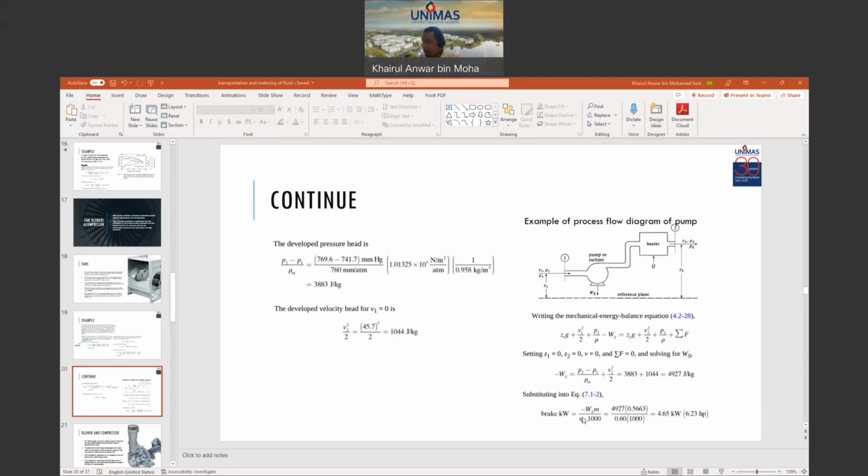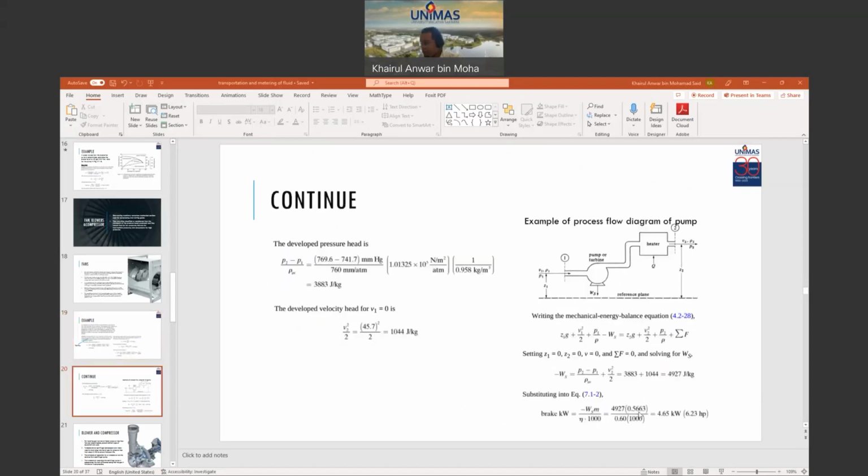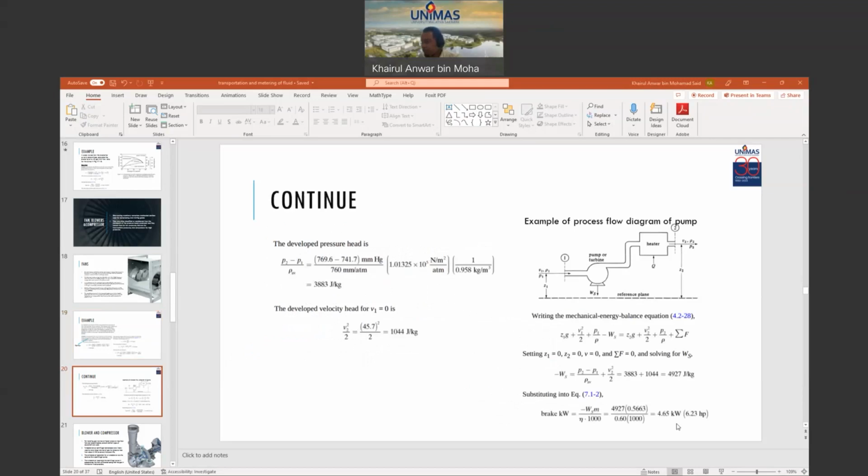This is the equation: minus Ws times m, the mass flow rate, over the efficiency of 0.6, or 60%. So you will get 4.65 kilowatt or 6.23 horsepower. So the brake kilowatt power needed for this fan is 4.65 kilowatt.